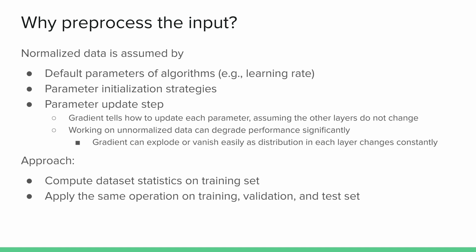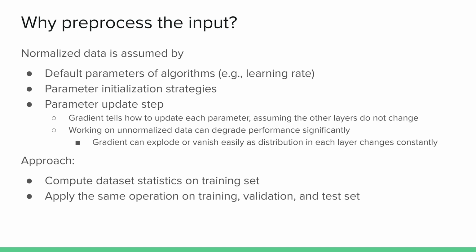For example, some default parameters like the learning rate assume that your data is normalized. Also, the parameter initialization strategies, Xavier initialization or He initialization, also assume that your data is somehow normalized, so it can make sense how to initialize all those weights in your network. And of course, every parameter update step is relying on this assumption, basically.